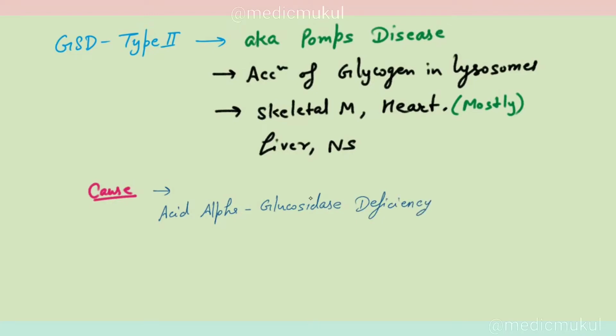Got it? Then what happens in this case? If this enzyme is deficient, the glycogen cannot be broken down. So it will accumulate in the lysosome. So this glycogen that doesn't break down will accumulate in lysosomes.